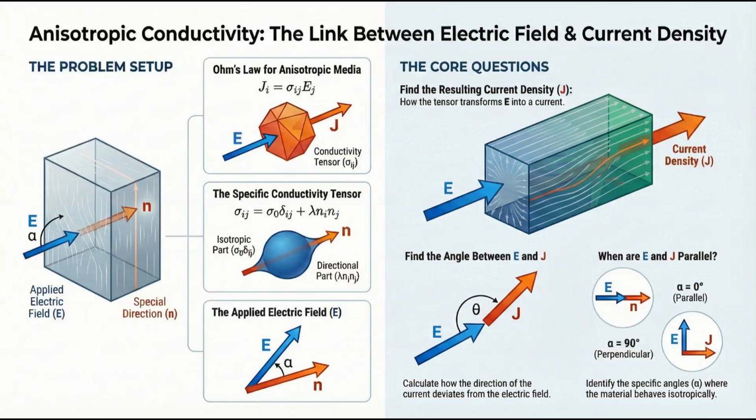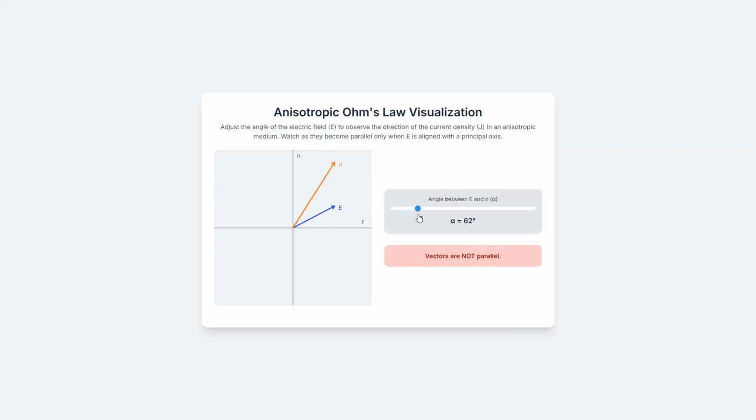This is the brief on the mathematical and physical relationship between the electric field and current density within anisotropic media. So, what's this all about? We're diving into Ohm's law, but for some really interesting materials called anisotropic media. These are substances where electrical properties change depending on the direction you measure them.